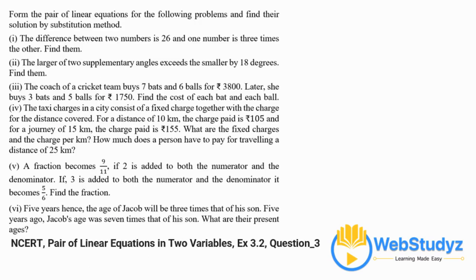Now move on to the fourth question, which is the taxi charges in a city consist of a fixed charge together with the charge for the distance covered. For a distance of 10 km, the charge paid is 105 rupees, and for a journey of 15 km, the charge paid is 155 rupees. What are the fixed charges and charge per kilometer? How much does a person have to pay for traveling a distance of 25 km? So let's start the solution.